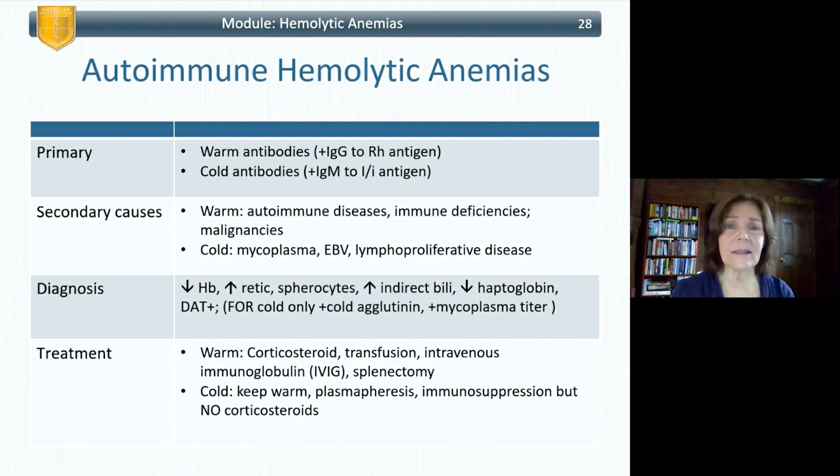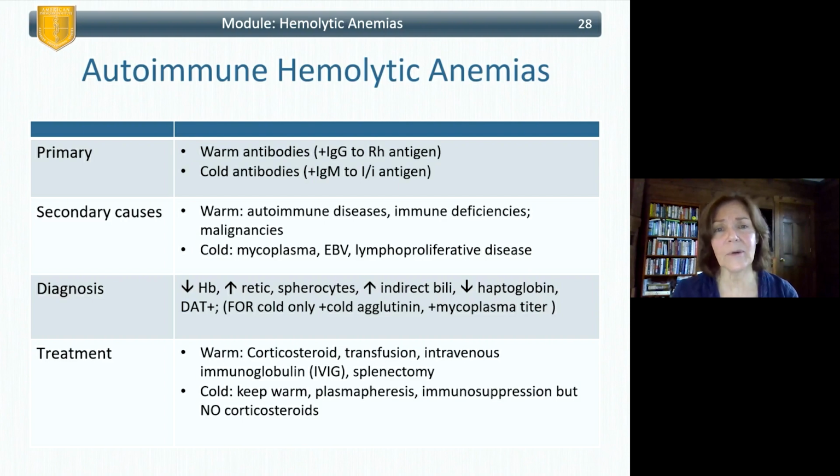In the acute setting, transfusions are often necessary. Intravenous gamma globulin can be considered, and splenectomy is required if it's a chronic condition, but it's not one of the main treatments. In cold antibodies or cold autoimmune hemolytic anemias, corticosteroids are contraindicated. They are not effective.